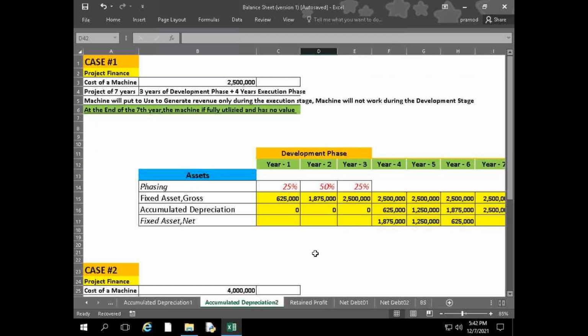So when it comes to the development phase, there is no depreciation. So you should increase that. 3 years, you are just getting a new asset, it's a development. You are building the asset. So if it is a huge machine or something, that development phase is 3 years. That time you don't do any depreciation. Once that development has been done, execution phase has started, then you will start depreciating.